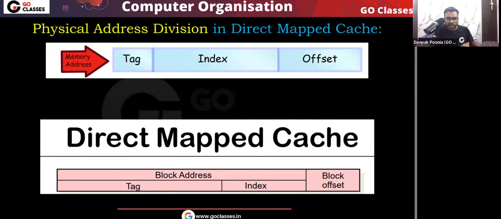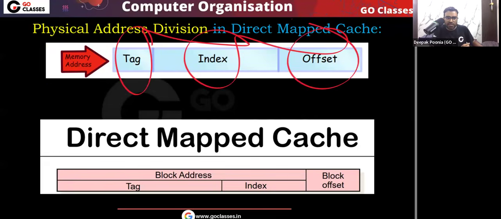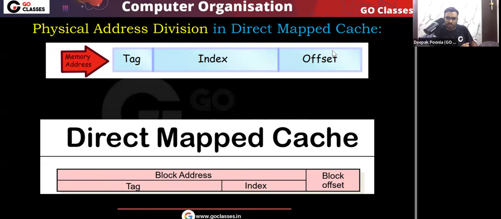Also remember, we have a direct mapped cache. In a direct mapped cache, the physical address, the main memory address, we can divide into three parts: tag, index, and offset. This offset will be the block offset. This you can find from the block size. And remember this index will be the line index. Meaning in the direct mapped cache, this index actually will tell you the line number, because remember, in a direct mapped cache, any memory block will map to a unique line. That is the reason this index means line index. It will tell you about the line number.